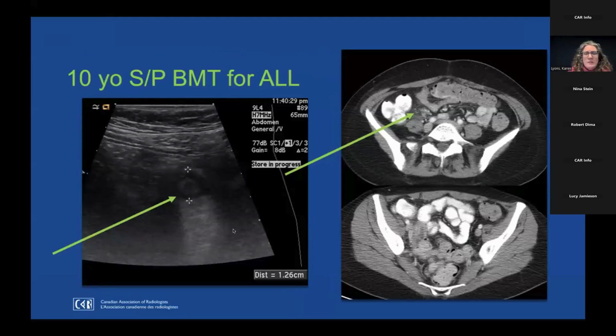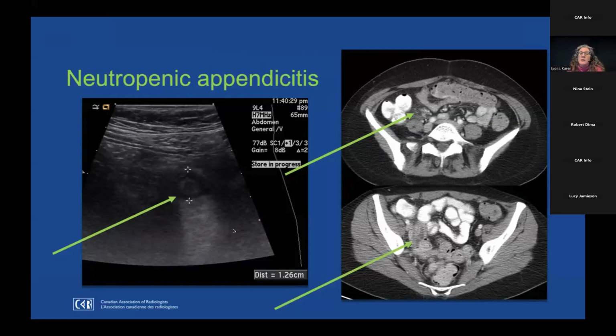This 10-year-old child had a bone marrow transplant for ALL, and they presented with right lower quadrant abdominal pain, and so they had an ultrasound followed by a CT. So you can see the appendix is enlarged, measuring 12.6 millimeters. There is loss of wall differentiation and surrounding increased echogenicity of the fat. On the CT, you see the correlate of fat stranding in the right iliac fossa, as well as enlargement and distension of the appendix. This was a case of neutropenic appendicitis in this child who was immune suppressed.